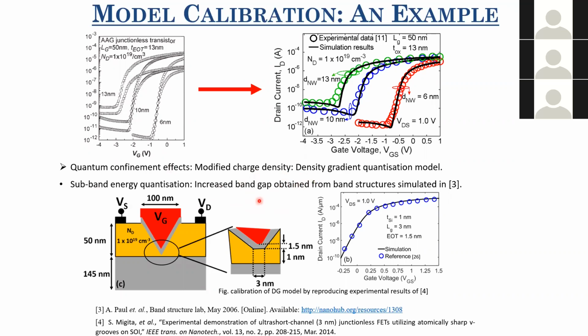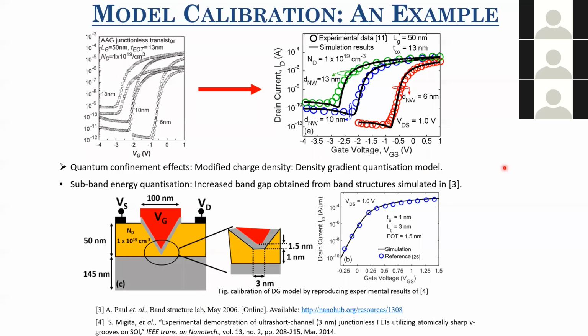How can we take this into account? There are some dedicated simulators like Band Structure Lab, which is available on nanohub.org. There you give the geometry and the thickness, and it will come up with the E versus K plot. From that dispersion plot, you can find out the effective distance between the first sub-bands, and then you can calculate the increased band gap, or effective band gap, I would say.